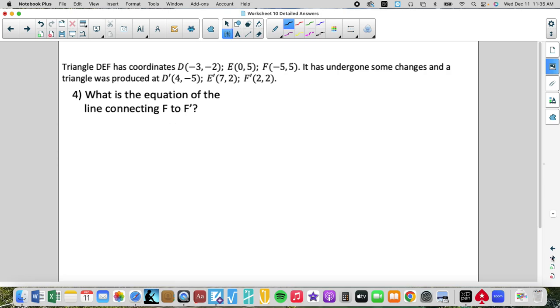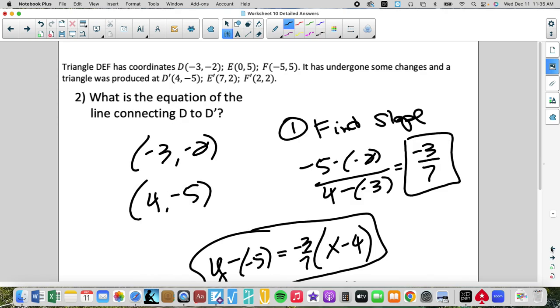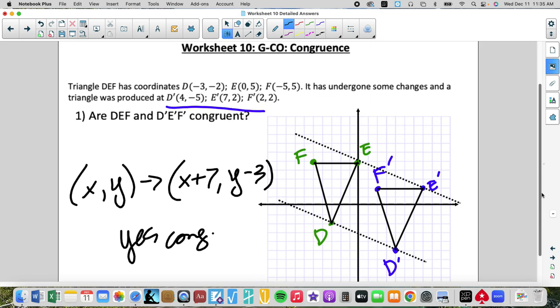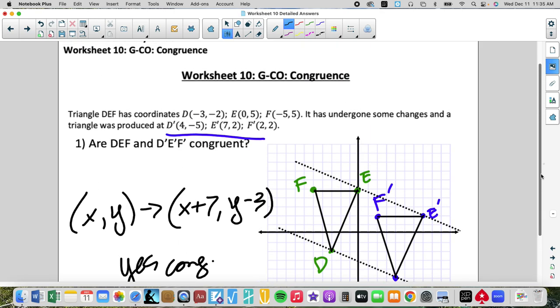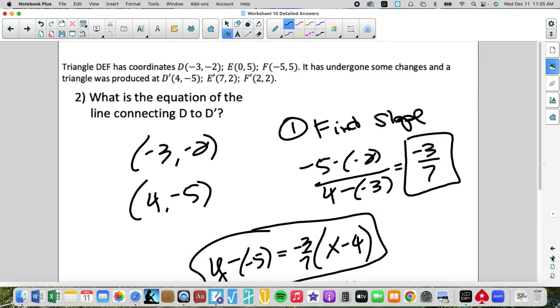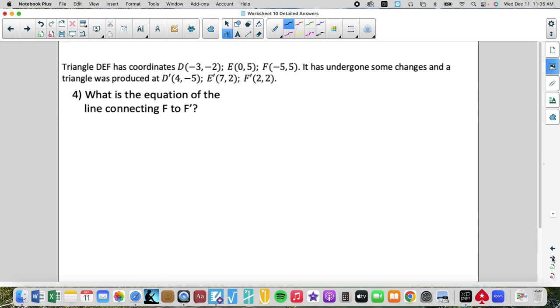And then f. Did I just do the wrong one? Did I not do d? I did d. Did I not write down the d values? Negative 3, negative 2, 4, negative 5. Yeah, I did this correct. All right, now if we're going to do the f values, we're going to take negative 5, 5, and 2, 2. Now, it doesn't matter which one. We know the slope's still going to be the same.